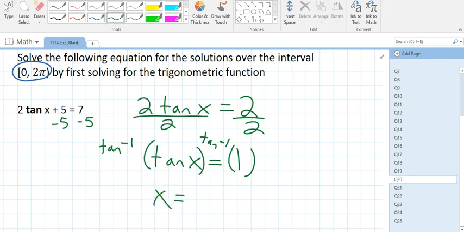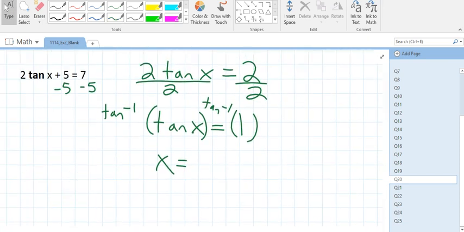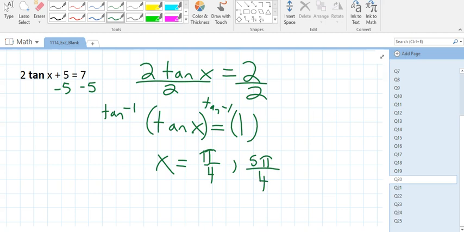And we do not have to worry about the interval that's on there because we've opened up the interval from the very beginning. So when is tangent 1? Pi over 4. And you said 5 pi over 4? Perfect. That's what they want. Okay?